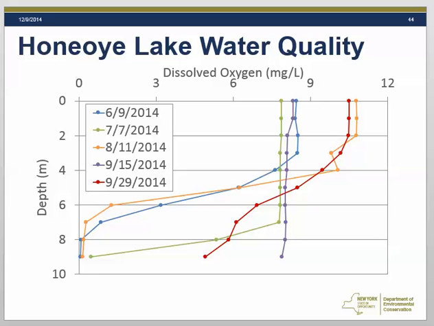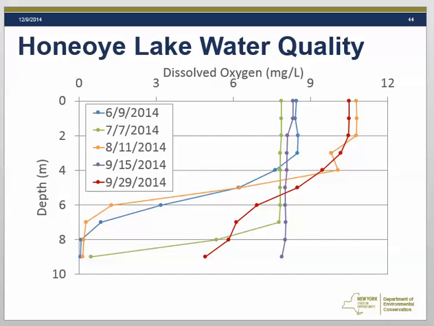Shown in orange are the measurements from August. We again see no dissolved oxygen in the bottom, but now it extends up to about 2 meters. By mid-September, shown here in purple, we have a uniform dissolved oxygen profile again, indicating the lake probably mixed from top to bottom once again.